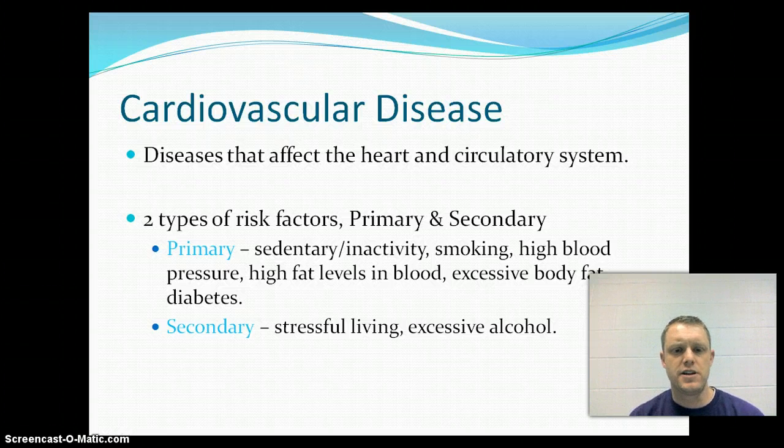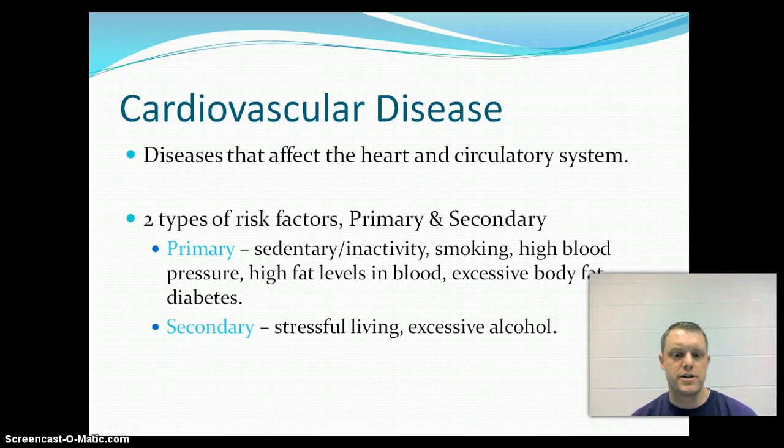These are diseases that affect the heart and circulatory system. There are two risk factors, a primary and a secondary. The crazy thing about these risk factors is these are all things that you can control.